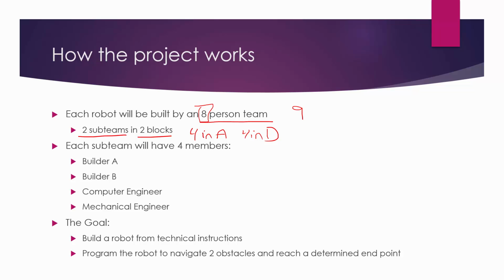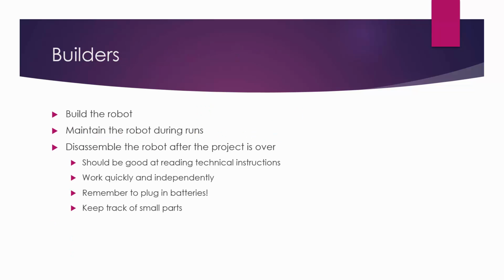So the goal, what our end product needs to look like, is that we build a robot from technical instructions and from scratch, and then program that robot to navigate around 2 obstacles and reach a determined end point. So it should be a lot of fun.